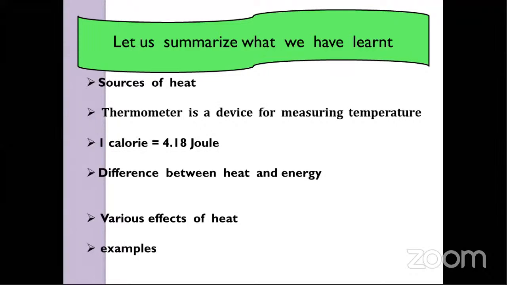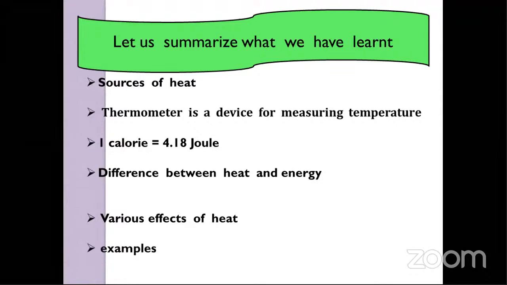Next point is the thermometer, a device for measuring temperature. We learned the activity that a device is needed for measuring temperature, whether hot, cold or warm water. The thermometer is used for measuring temperature. It tells us whether the temperature is high or low. We measure it with the help of a thermometer.